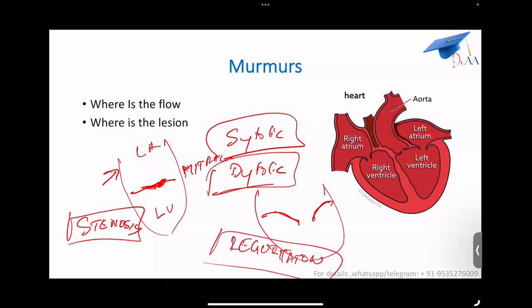So left atria contracts. Whenever left atria contracts, it tries to push the blood through the small opening. It's stiff, it is difficult to open, it's trying and pushing. So there is a friction which is happening. That's why you hear a harsh sound. This is nothing but a murmur. When do you hear this murmur? When the left atria contracts. When does the left atria contract? During the diastole. So it is a diastolic murmur.